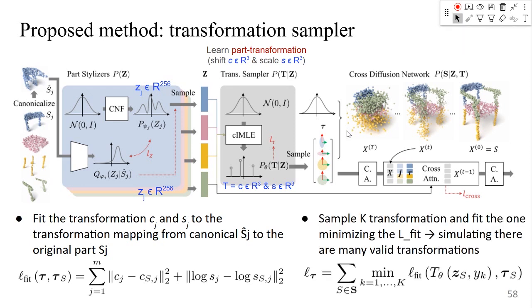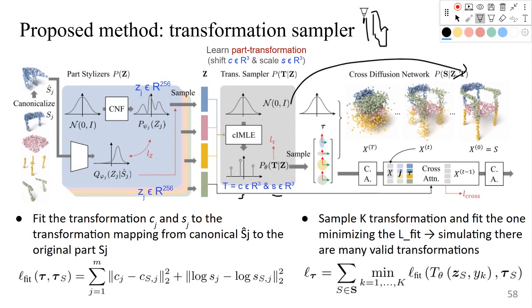And then if we think more, the valid transformation is not only one, right? We can have multiple transformations, I mean multiple scales and multiple translations, that can generate a valid shape. For example, if we have a tall chair like this, this is a valid chair. We can also have a short chair like this, for example, with the same style. This is also valid. So the number of valid transformations can be multiple, not only single.